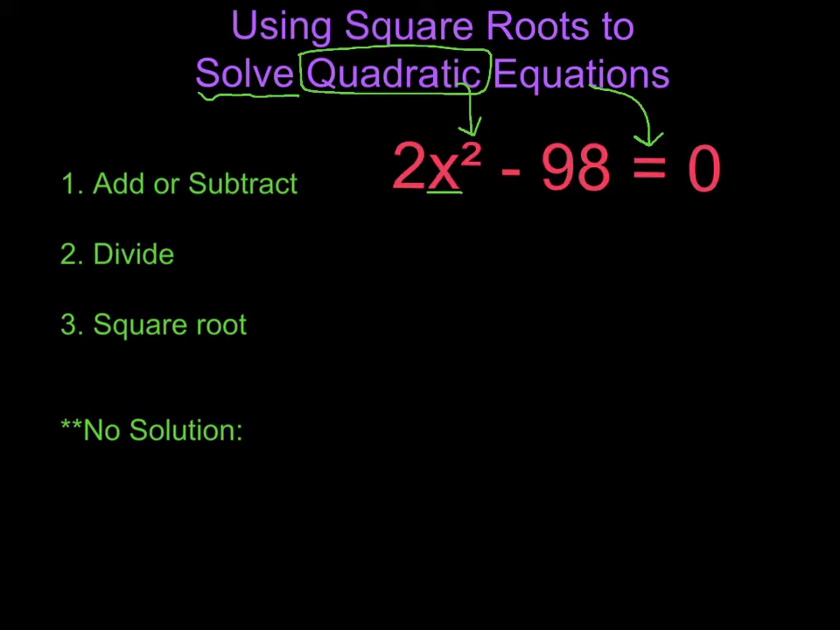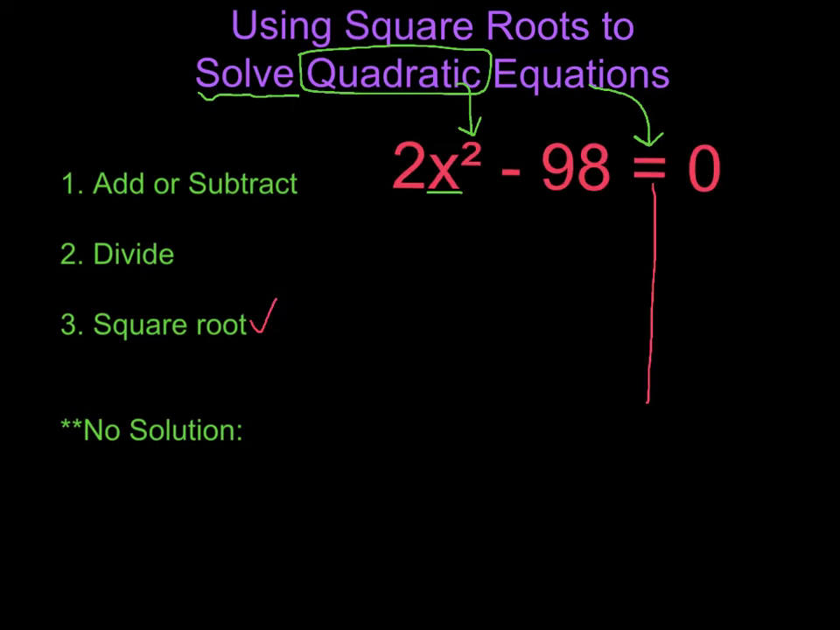To solve for x, we use inverse operations just like a two-step equation we did earlier this year. The only difference is I'm adding one more step you have not seen before, and that is the step of square root. But let's get started. 2x squared minus 98 equals 0. We want to get x by itself.